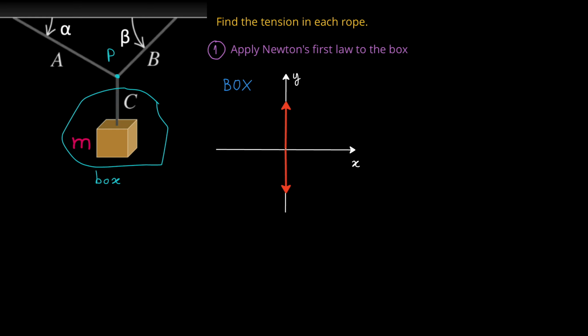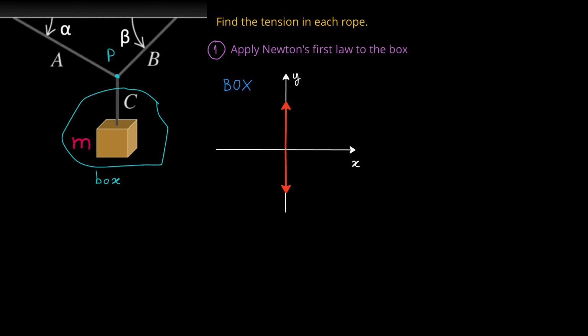Now, what are those forces? The box has gravitational force acting on it. It has mass m, so it's being pulled by the earth towards the center of the earth, so the gravitational force is pointing down. And to represent the gravitational force, we are going to use F sub g.